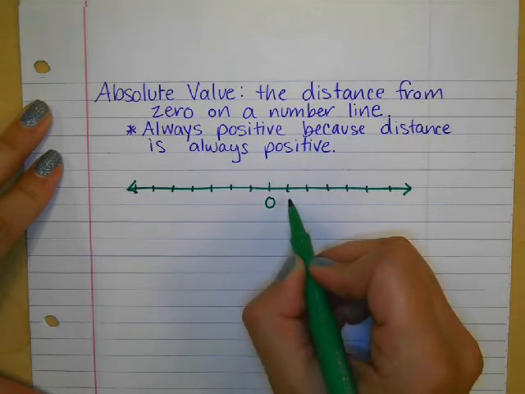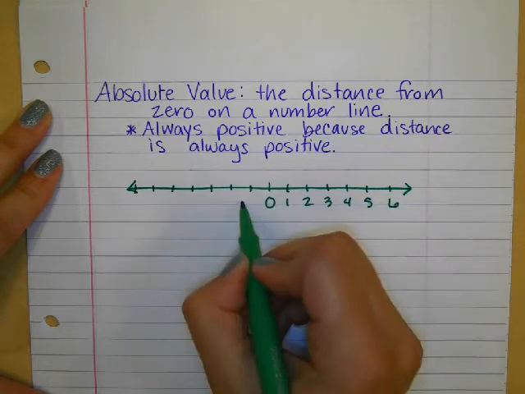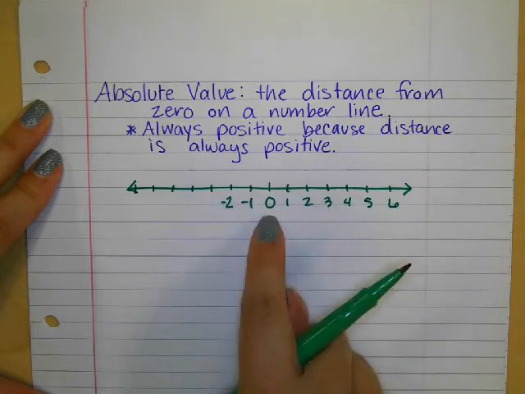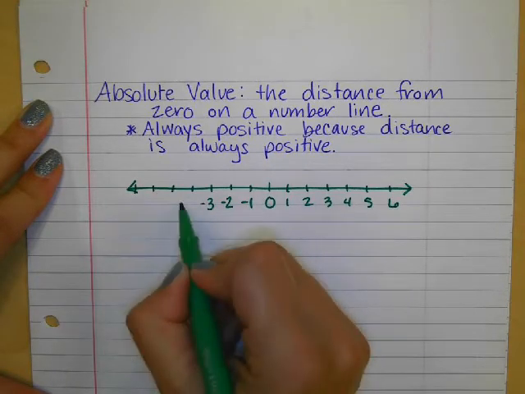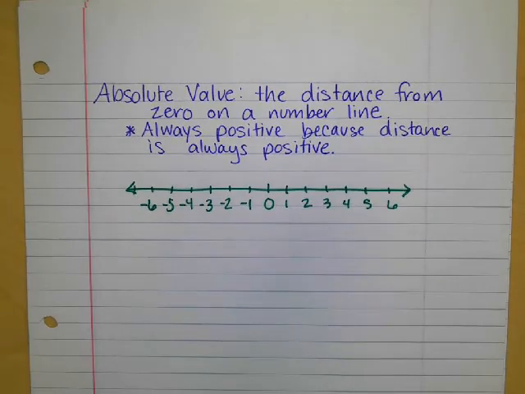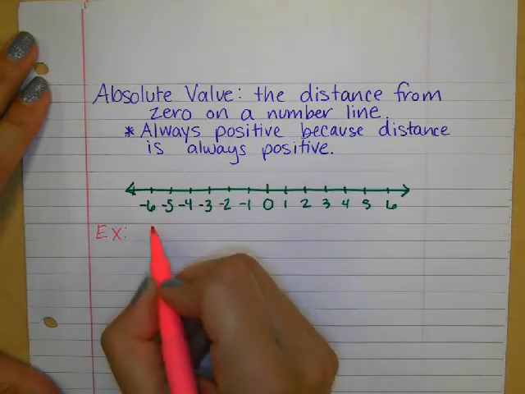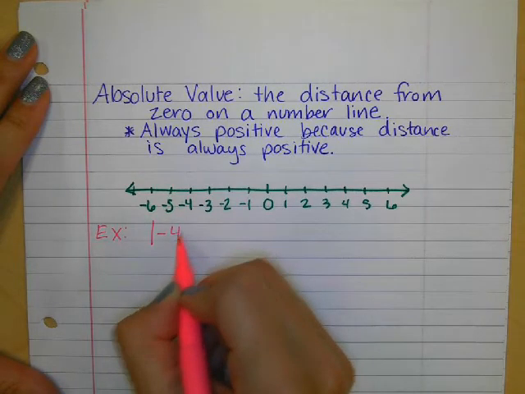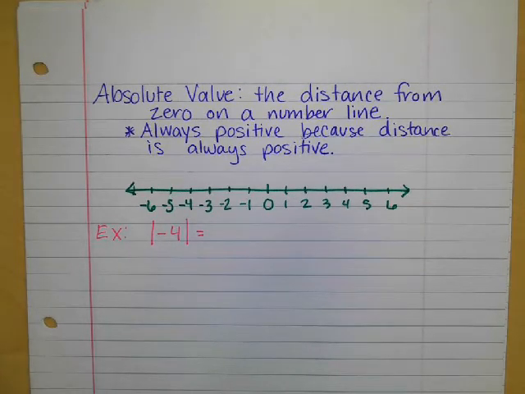And then let's label them. So 1, 2, 3, 4, 5, 6, -1, -2. So we're starting from 0 and going this way. So -1, -2, -3, -4, -5, -6. Now, for our first example, we're going to have the absolute value of -4. And we want to know what that is equal to. Absolute value of -4.